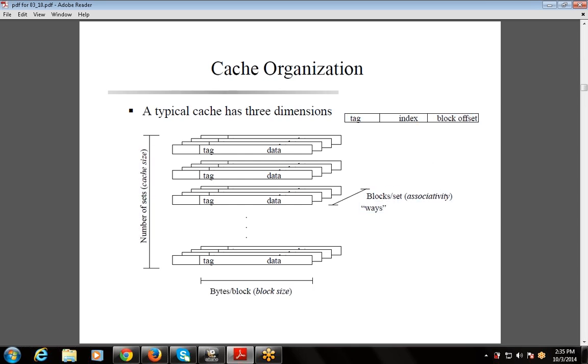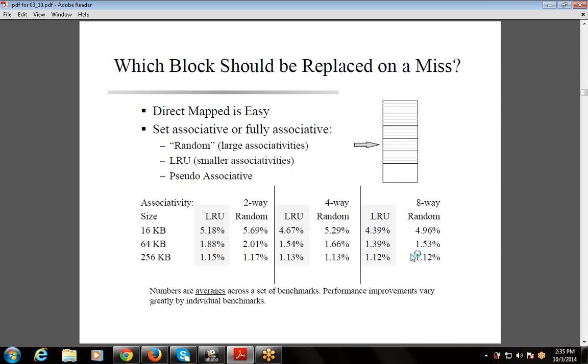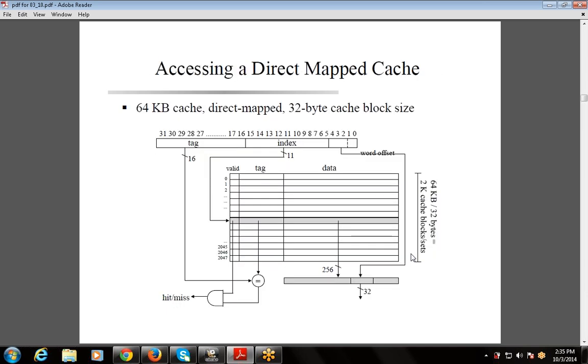These are the block offset ways. There is a tag, and there is data available. Then, which block should be replaced on a miss? Direct mapping is easy; for set associative or fully associative, there are three options for replacement on a miss: random, LRU, that is least recently used, and pseudo-associative.